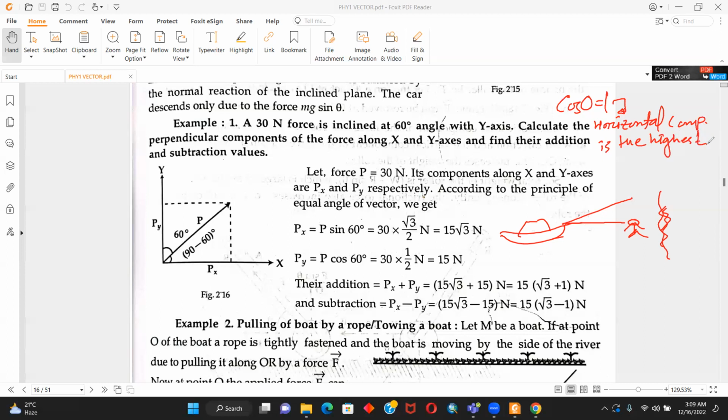Now, what do we want? What we want is to take this boat to the river bank. That means we want to move horizontally. Obviously, we don't want to go in this direction, right? So we want to go in this direction. That means the more the movement is horizontal, the more beneficial it is for us, right? So that is why this is the best thing.